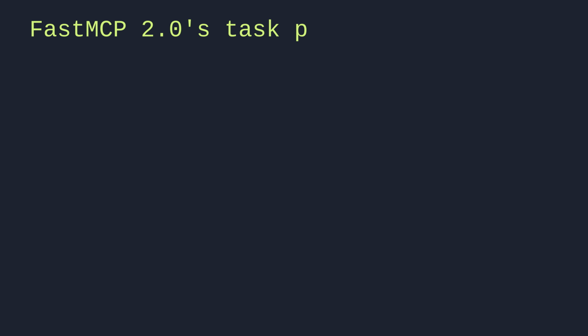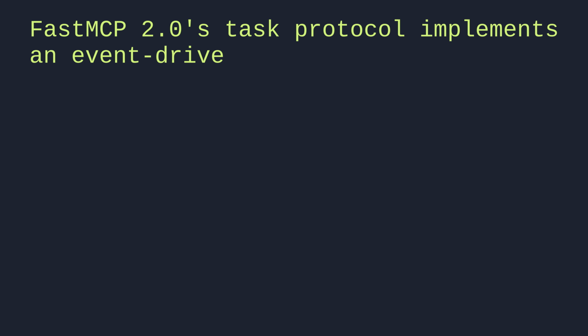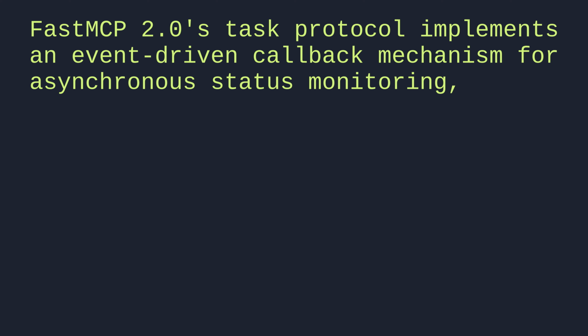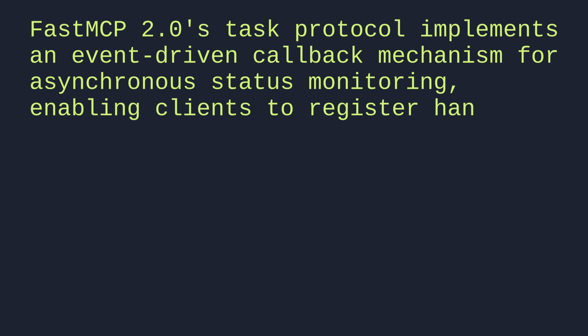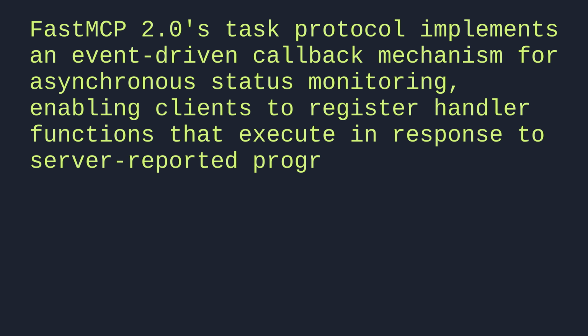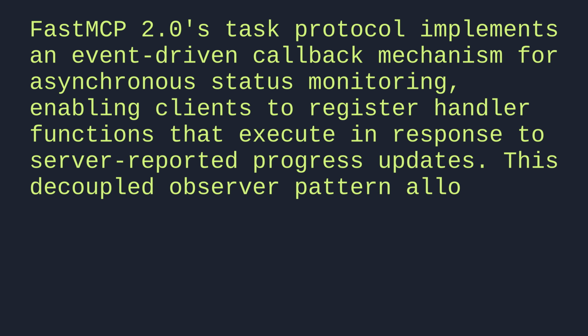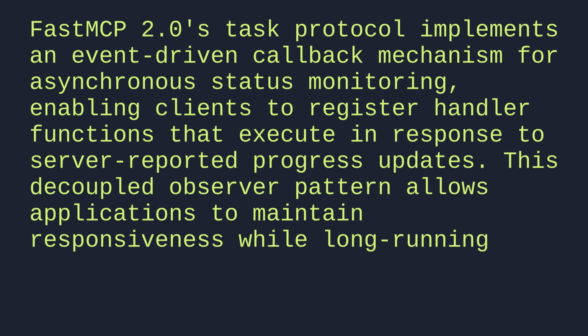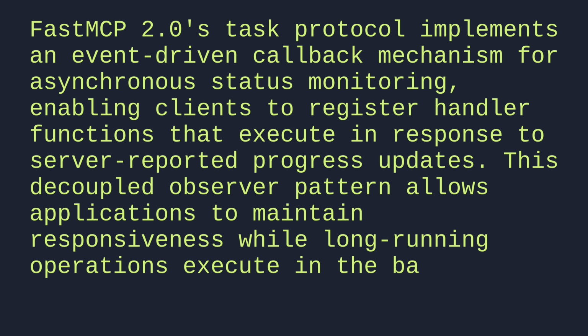FastMCP2's task protocol implements an event-driven callback mechanism for asynchronous status monitoring, enabling clients to register handler functions that execute in response to server-reported progress updates. This decoupled observer pattern allows applications to maintain responsiveness while long-running operations execute in the background.